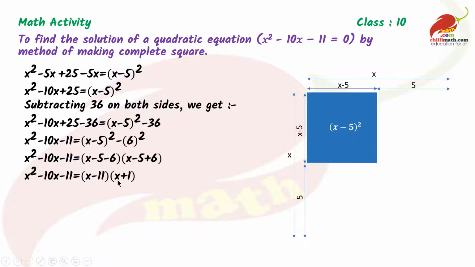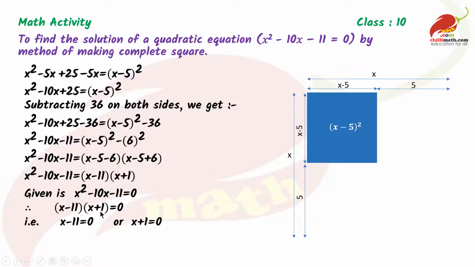Solving this, we get (x minus 11) into (x plus 1), and we are given this equation equal to 0. Replacing with the right hand side, that is (x minus 11) into (x plus 1) equal to 0. Either x minus 11 is 0 or x plus 1 is 0. Solving this, x equal to 11 or x equal to minus 1 is the answer.